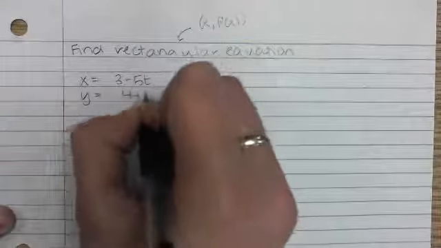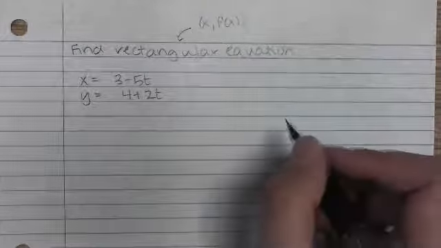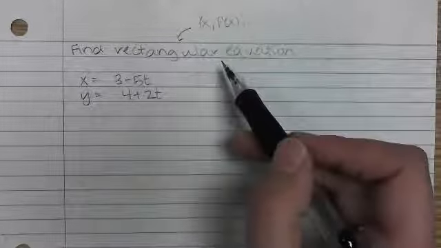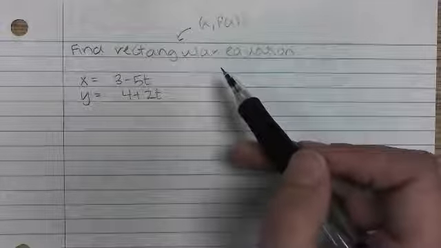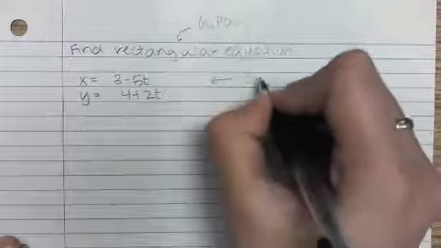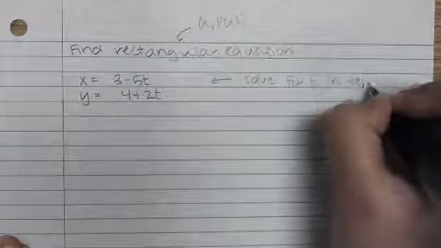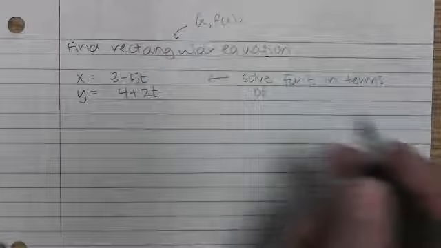Oh, sorry. So x equals 3 minus 5t, and y equals 4 plus 2t was the first parametric equation that we looked at. And our goal in these is always to make a recognizable equation. And in rectangular equations, typically we have the y being by itself as the variable that is solved for. So typically we're going to solve for t in terms of x, and then we're going to plug that into the second equation.